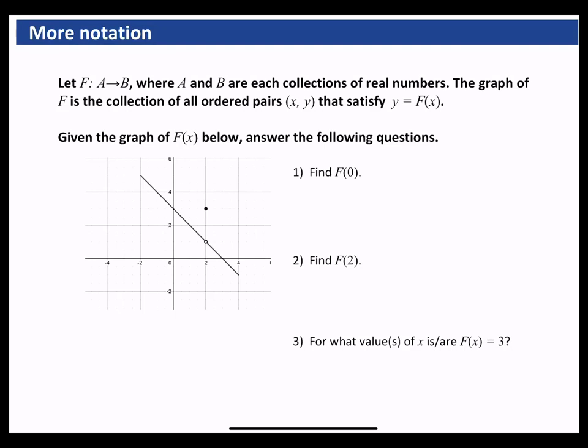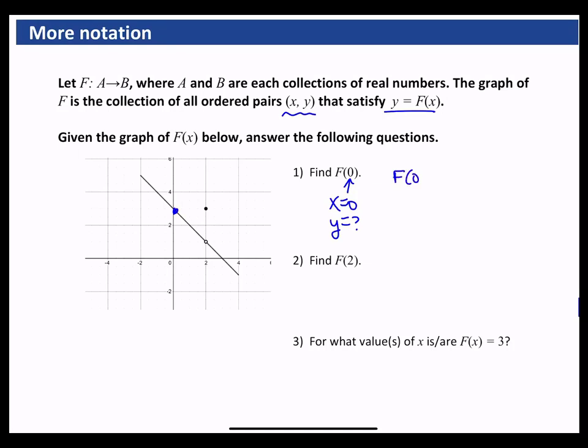Same thing for f of 2. This is saying that x equals 2, y equals what? We've looked at this graph before. At 2, we've got this hole, which we can ignore. But remember, it's the point up here that matters. So f of 2 is also 3, or we could write this as the point (2, 3).